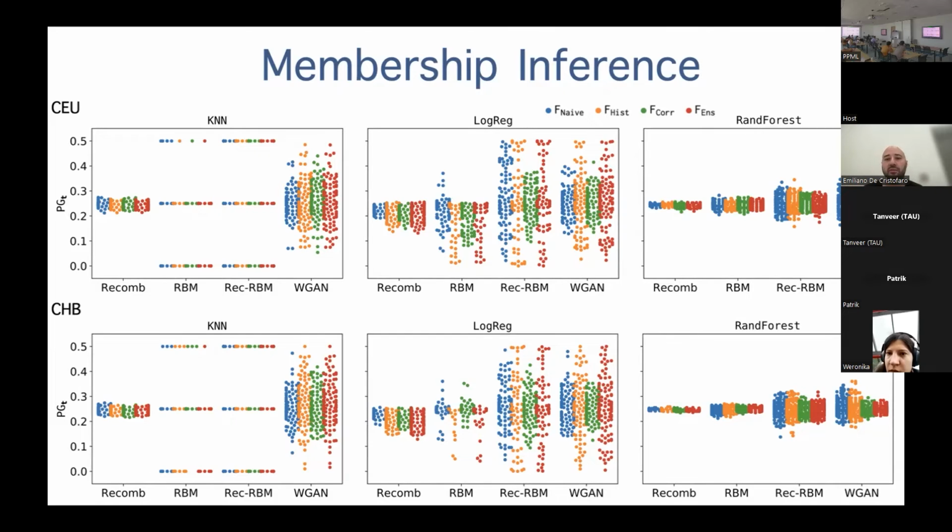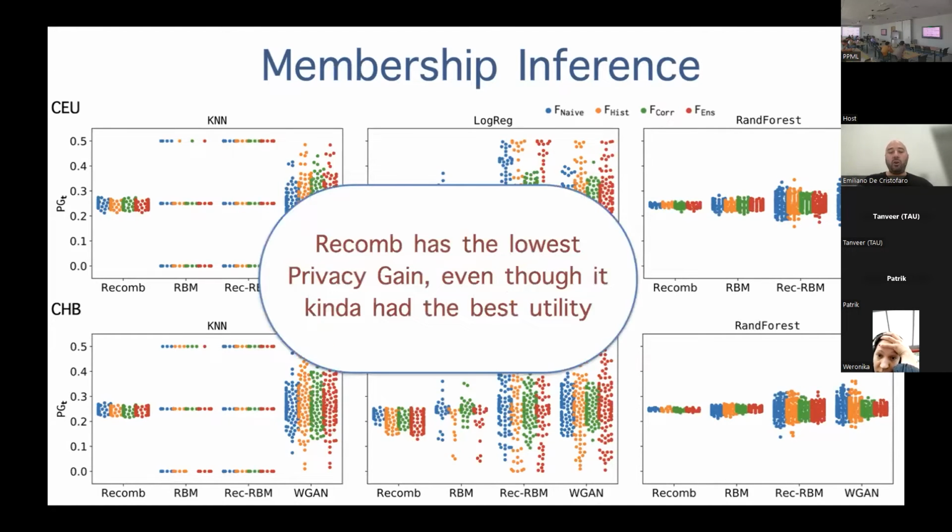You can see different points because different data points are vulnerable in different ways to membership inference attacks, depending on whether they are outliers or not, right? But overall, the privacy gain is all over the place. On RECOM it's stationary around 0.25. For others, some have zero privacy gain at all, and some have a lot, like 0.5. So it really depends.